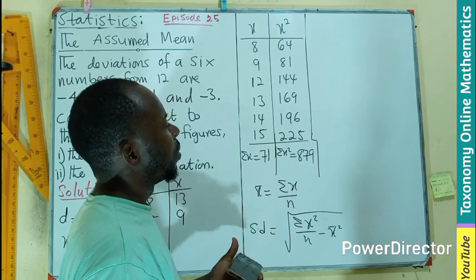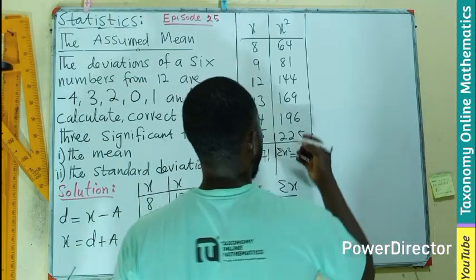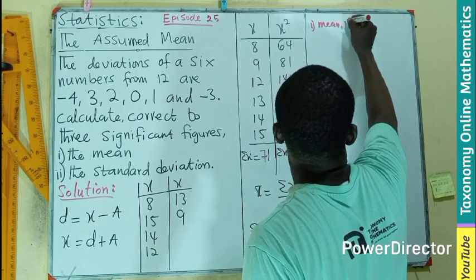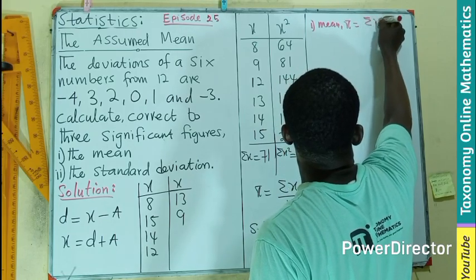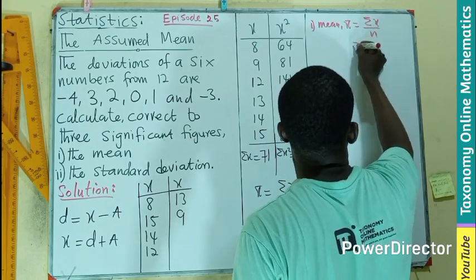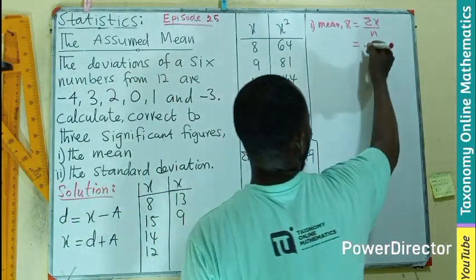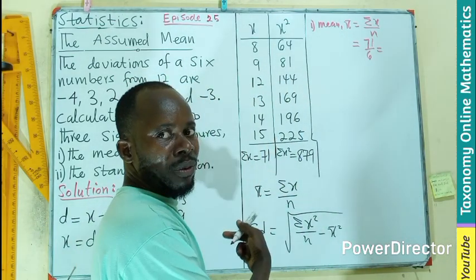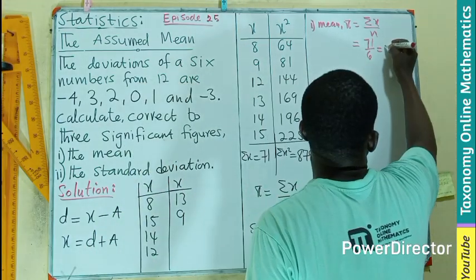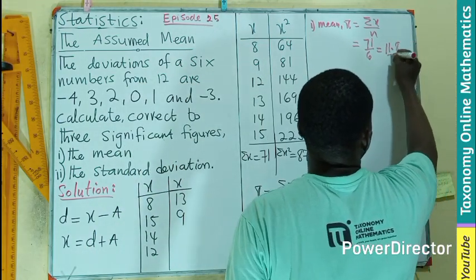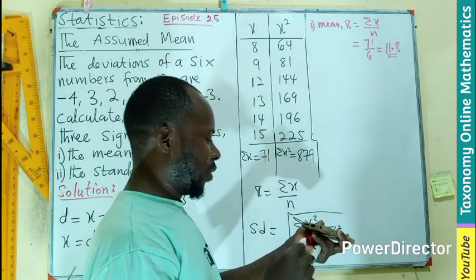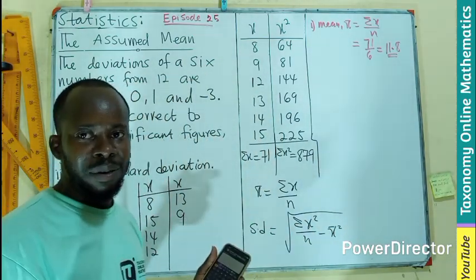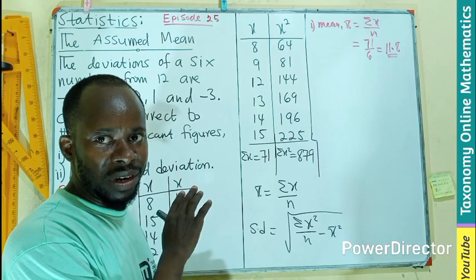So let's take it one by one, going with the mean. So the mean equals sigma X over what? N, and sigma X is 71 over 6. Remember, 71 over 6 was what we got in the first place. That was 11.8, which is the same thing we had in the beginning. So I can use this approach and get my mean to be 11.8, just like the first one.